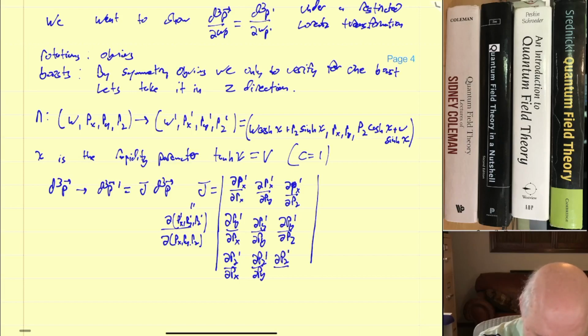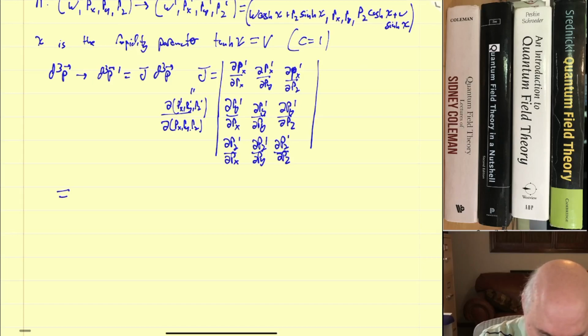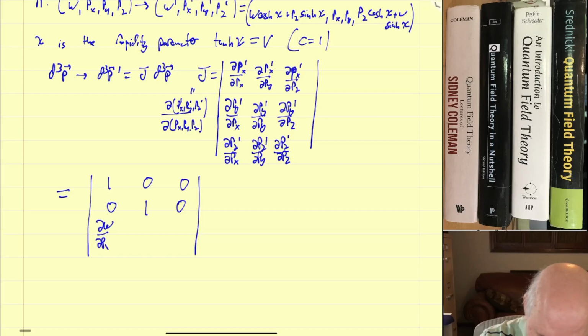Now, because we're working with a relatively simple transformation, calculating this is not difficult. And I'll leave it to you to verify very simply that this is equal to 1, 0, 0, 0, 1, 0, partial of omega with respect to px, hyperbolic sine chi, partial of omega with respect to py, hyperbolic sine chi. And then this entry is the only really complicated one: hyperbolic cosine chi plus the partial of omega with respect to pz hyperbolic sine chi.